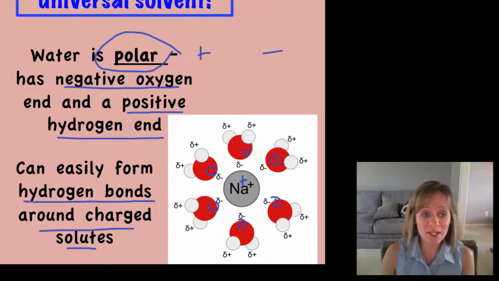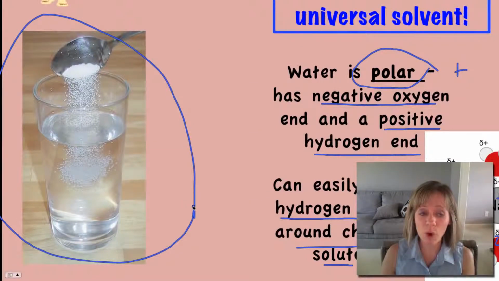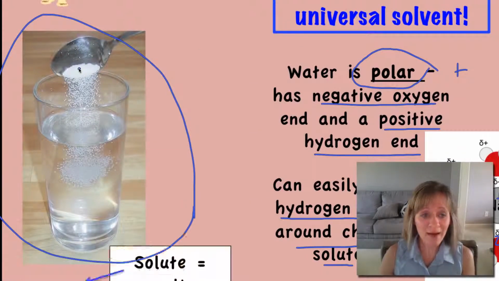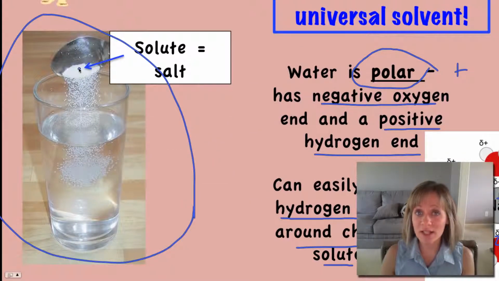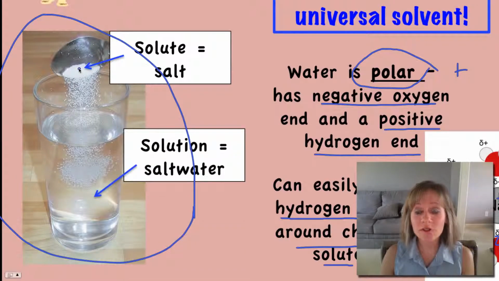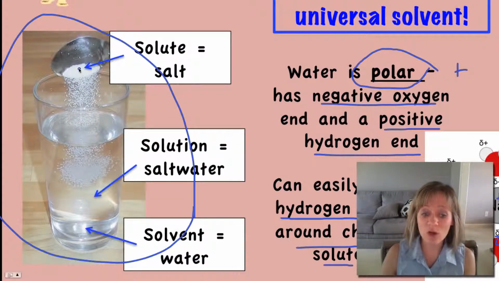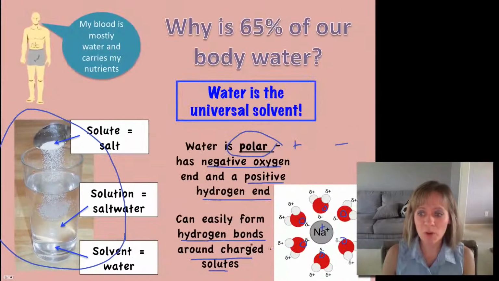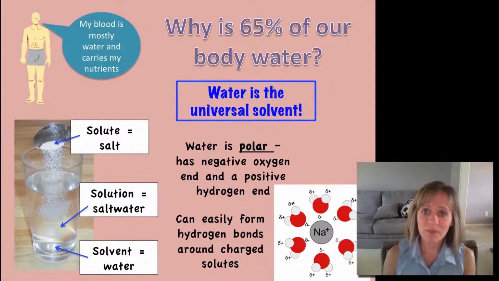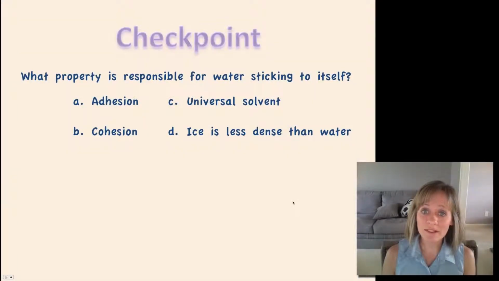So for example, salt water or sugar water. What we have there is the solute is the salt, and that's a charged particle. The solution is the salt water that's made, and the solvent is water. And so water is polar, and it's dissolving those charged particles just like you see in that figure here. So water is the universal solvent. Here's your checkpoint, and you can just click right on the answer.